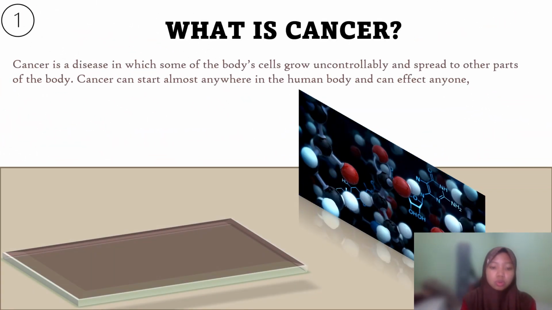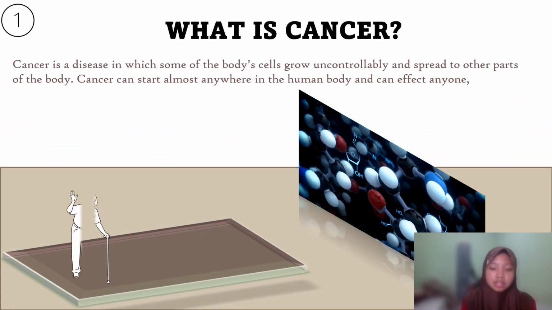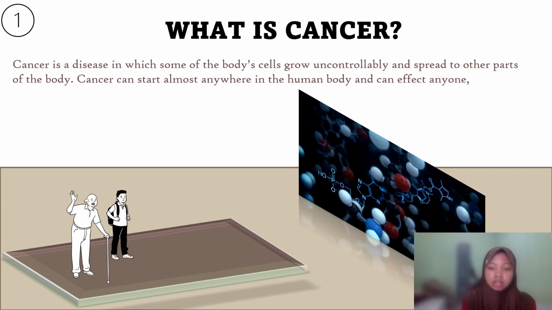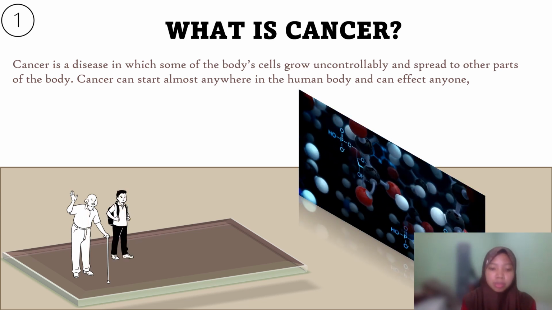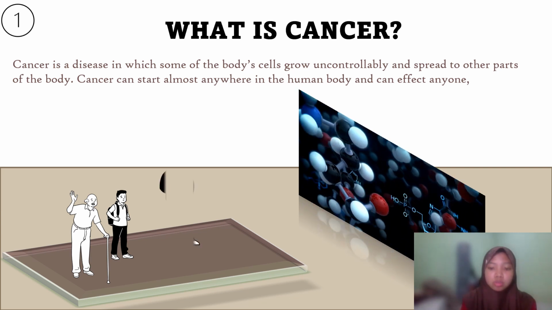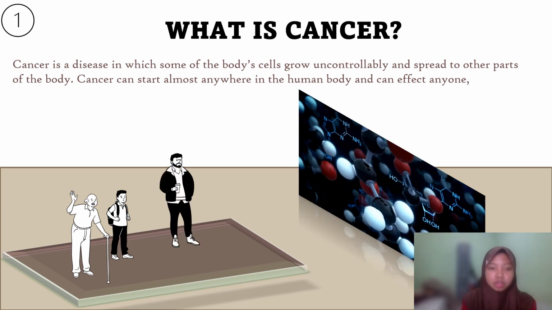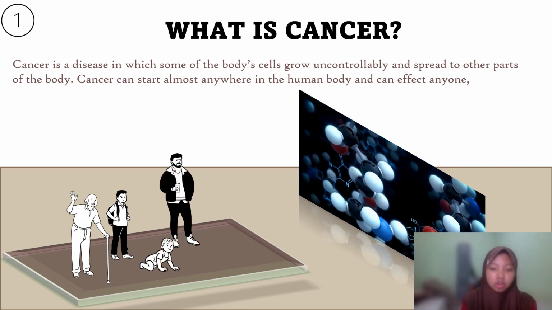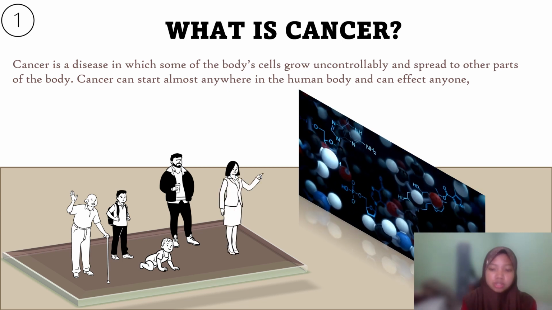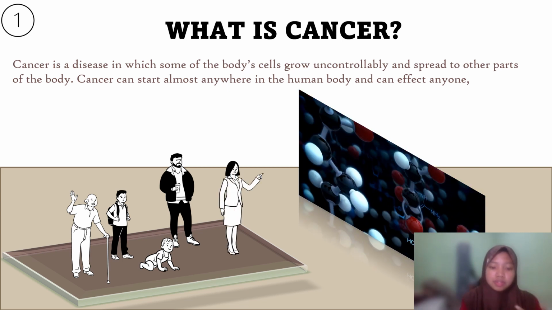So, what is cancer? Cancer is a disease in which some of the body's cells grow uncontrollably and spread into other parts of the body. Cancer can start almost anywhere in the human body, which is made up of trillions of cells.